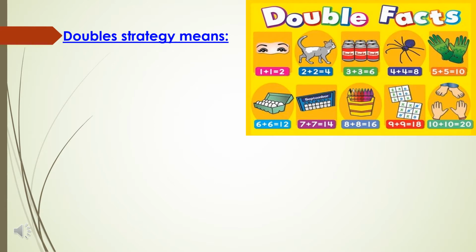The next photo is for soda cans. These soda cans are 3 plus 3 equals 6. The next photo is for a spider. It has 8 legs. 4 plus 4 equals 8. The next photo is for gloves.